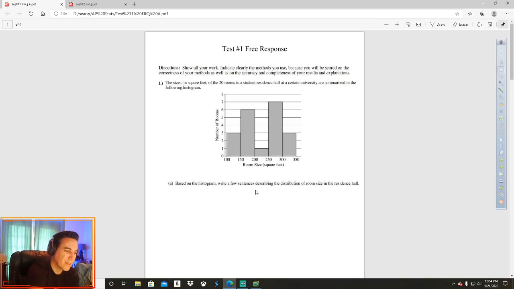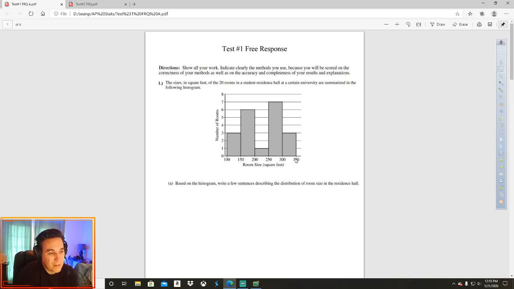There's a center, it looks like, between 150 and 200 square feet, and there's another center between 250 and 300 square feet. So it looks like there were two main centers of these residence halls. And then what is the range? The easiest thing on spread is to just say, hey, the residence halls range from 100 square feet to 350 square feet. That's quick, that's easy. I didn't have to sit around doing IQR. So you guys, range is fine. When you describe, you can use range. That's totally fine. You got the spread.